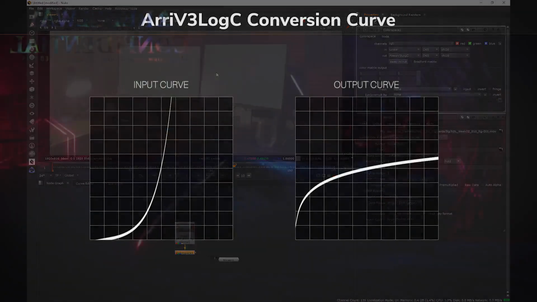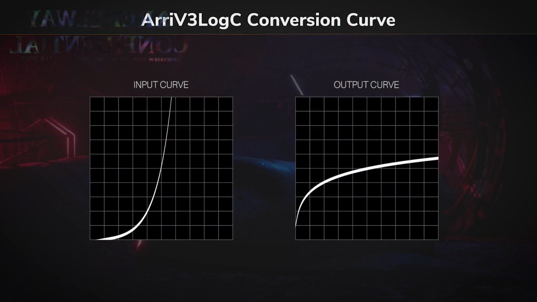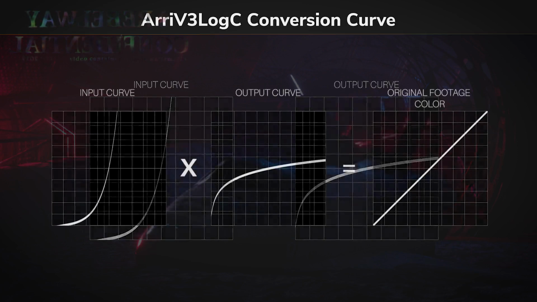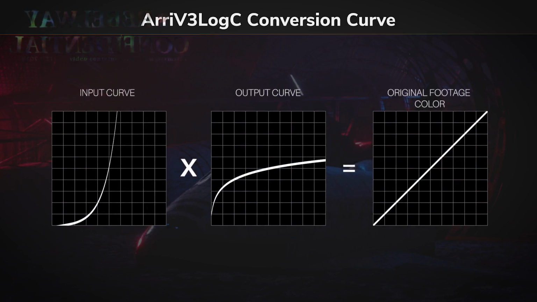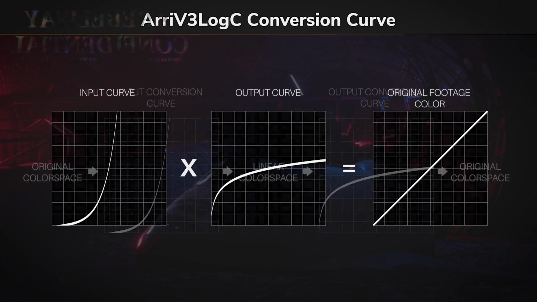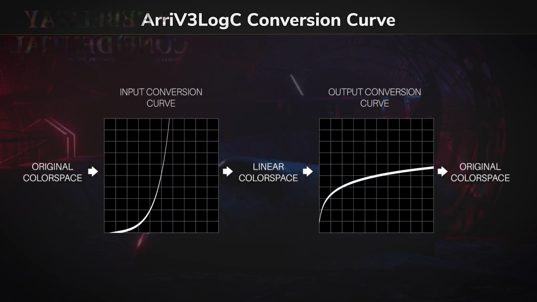Let's look at a quick graph of what this looks like on a curve. As you can see, the input conversion on our left is the perfect opposite of the output conversion on our right. And so if you were to apply both of these to your image, the result would be no color shift. And so where we want to work in Nuke is right in the middle. This is our linear color space.